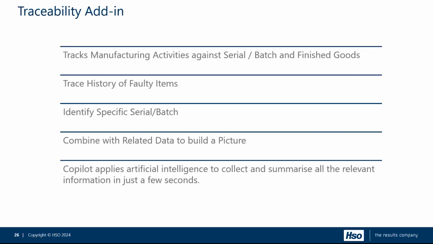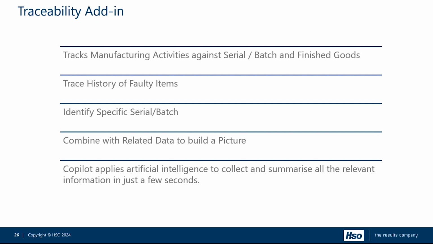The traceability add-in, which I'll show you in just a brief screenshot in a second. Again, this is one I want to demo for you. It tracks the activities against serial and finished goods. So, where is this raw material gone to that's serial tracked? My batch orders, what's gone into them, where are they, where are the serial numbers? So it allows things like if I've got faulty items, a set of faulty items from a single batch, let me work out what happened in that.